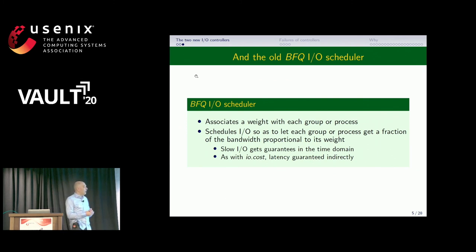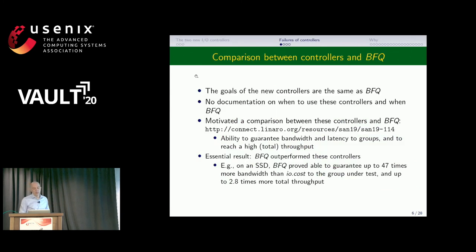Interestingly, these are the same goals of BFQ, because in BFQ, every group, or actually also each process, but this is not essential, is associated with a weight, and I/O is scheduled, not throttled, so as to let each group get a fraction of the bandwidth proportional to the weight of the group. So exactly the same goal as IOCost. In particular, in BFQ, slow I/O receives guarantees in the time domain instead of the bandwidth domain. Again, for the same goal as for IOCost, that is to avoid that slow I/O lowers the utilization of a drive. And as with IOCost, one can have latency guarantees indirectly by setting weights appropriately.